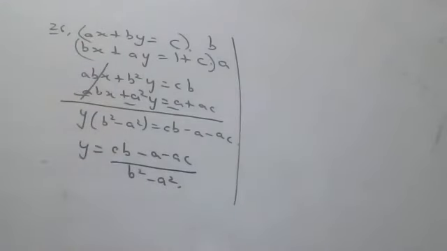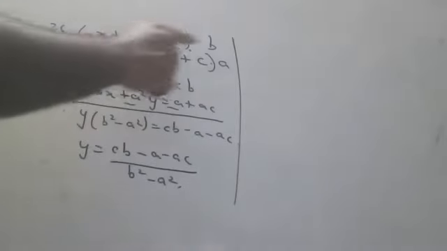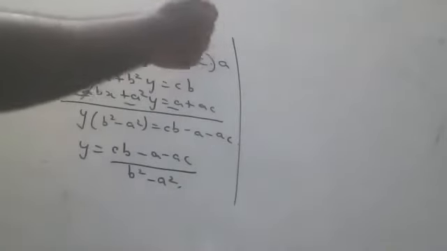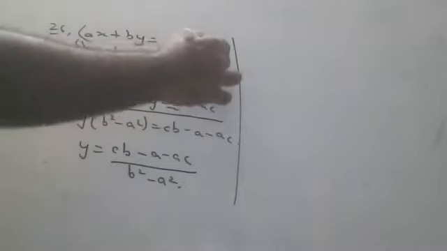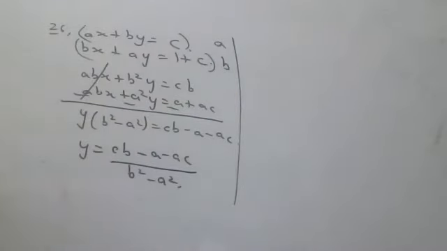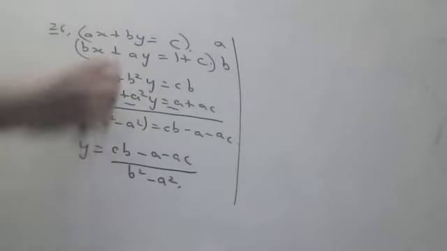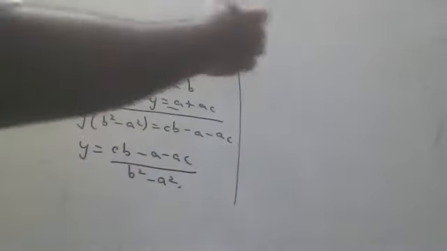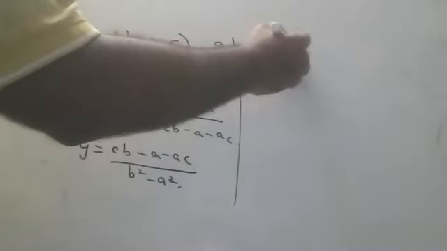Solve for X, sir. Solve for X, then if you want to solve by canceling, you put here A and here B, you will get the X answer directly, children. Or else you can substitute Y here also, you will get it. Anyways, no problem. Okay, A square X plus ABY.